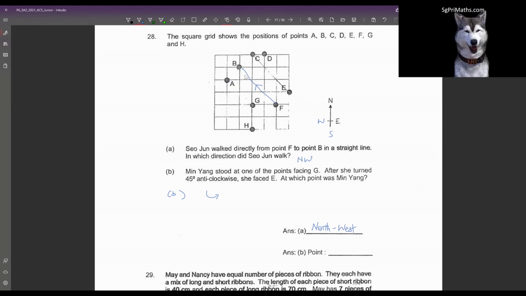How about C? C is facing G. Let's use a different color. C is facing G, then 45 degrees anti-clockwise will be here, and then face E. So this seems to be correct, 45 degrees anti-clockwise. Yep. So actually the answer will be point C. So no use for workings here.